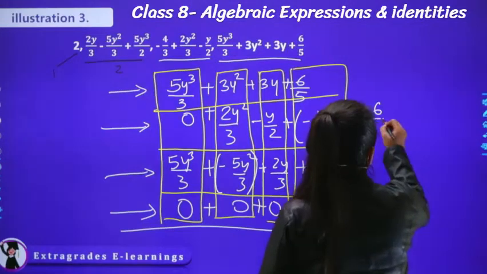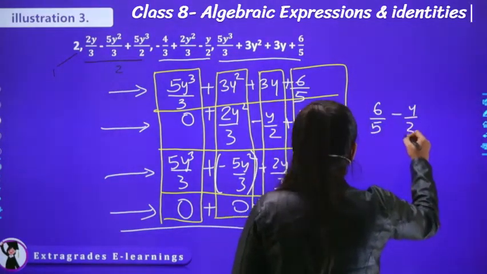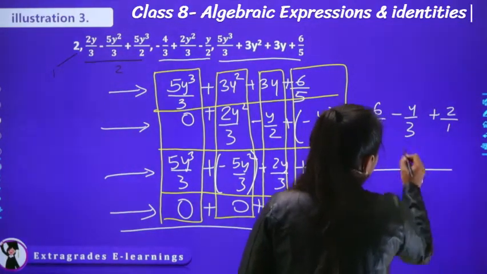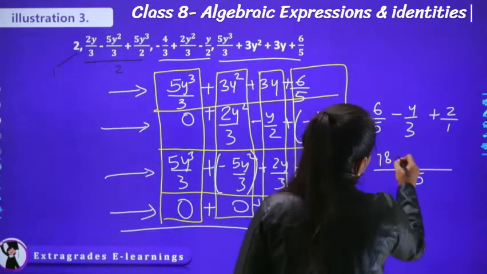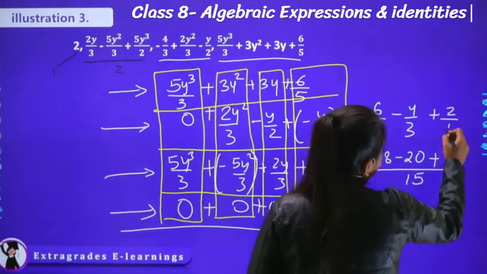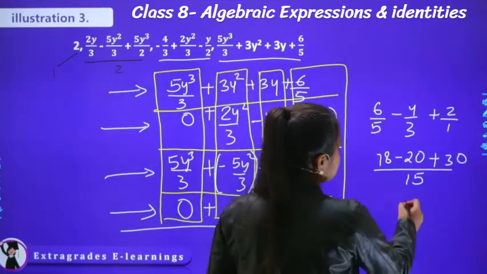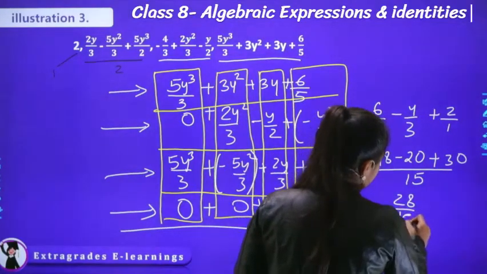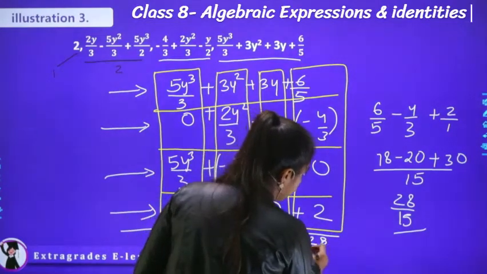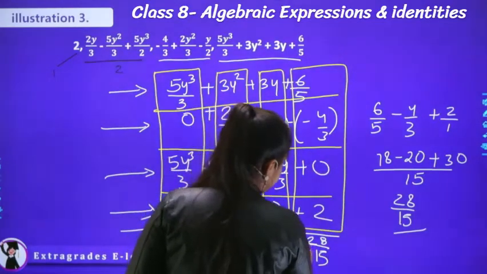How will I add? 6 upon 5 minus 4 upon 3 plus 2. I will take the LCM, 15. 5 3s are 15, 3 6 3s are 18, minus 3 5s are 15, 4 5s are 20, plus 15 2s are 30. Now 30 minus 20 is 10, 10 plus 18 is 28 upon 15. Now here it will come 28 upon 15. This means the constant term is 28 upon 15.